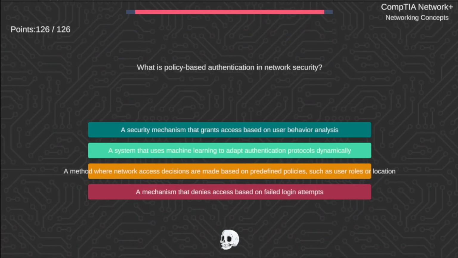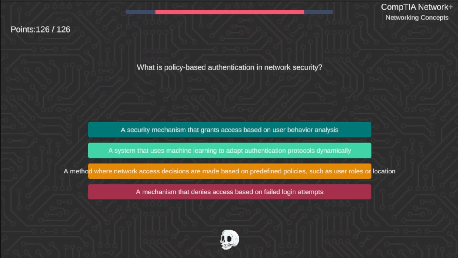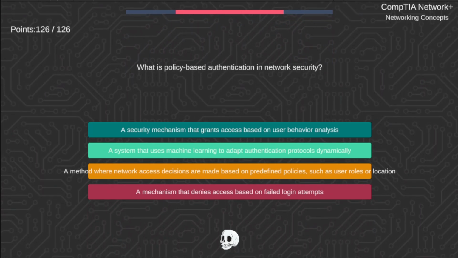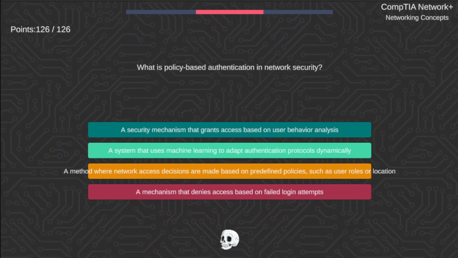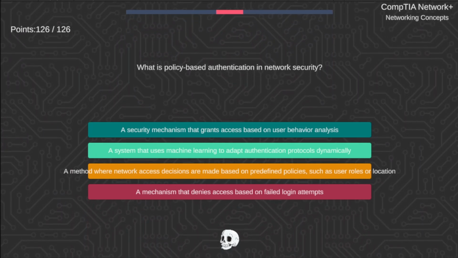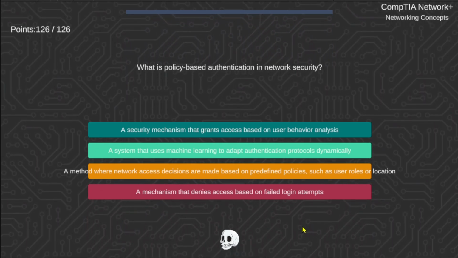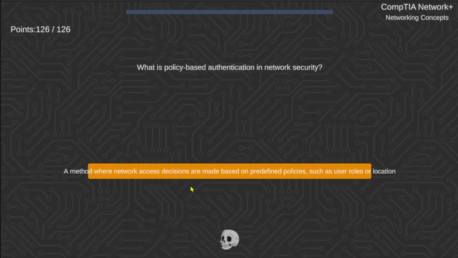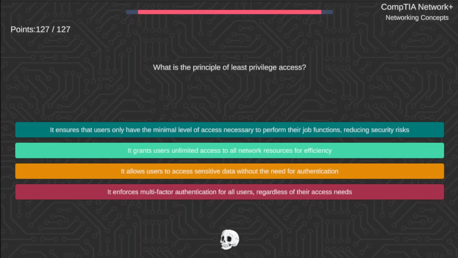What is policy-based authentication in network security? A security mechanism that grants access based on user behavior analysis. A system that uses machine learning to adapt authentication protocols dynamically. A method where network access decisions are made based on predefined policies such as user roles or location. Or a mechanism that denies access based on failed login attempts. Policy-based authentication. Correct answer is a method where network access decisions are made based on predefined policies such as user roles or location.